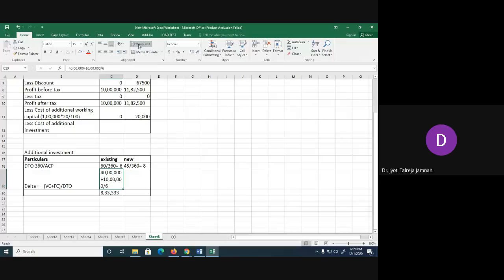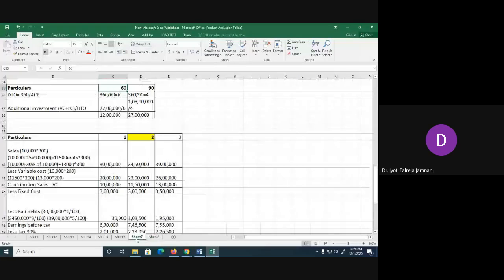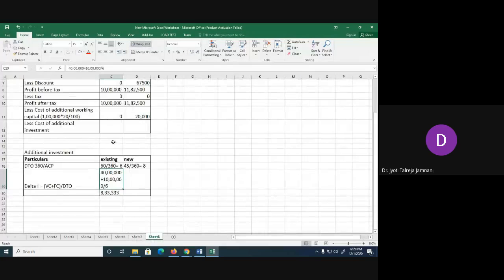Ma'am, 360 divided by 60, no? Yes. 360 divided by 60 is equals to 6. And 360 divided by 45 is equals to 8. Correct. So it's 360 divided by 60. So this is what you get as delta I.